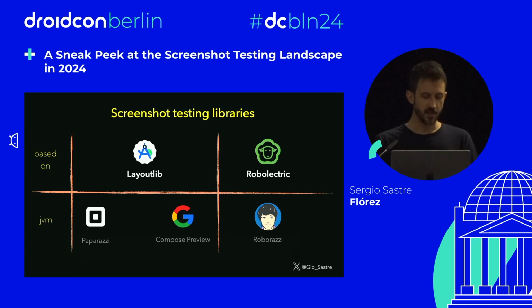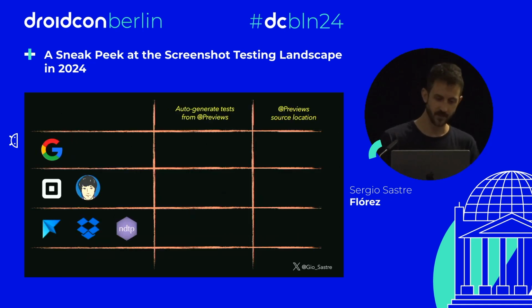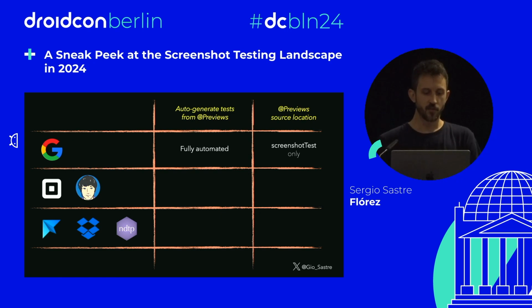Let's talk about Compose Preview, the brand new screenshot testing tool. With Compose Preview, you do not need to write unit tests at all. Just execute the record and verify tasks. But usually previews are located in the main source. However, Compose Preview requires them to be located in the new screenshot test source, which is available from Android Gradle plugin 8.5, if I recall correctly. This means that you first need to copy-paste your previews from main into a screenshot test source, and then you can run them with Compose Preview.